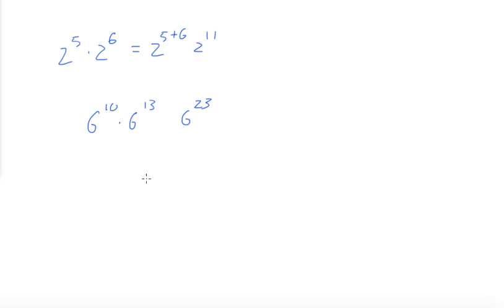Let's take a look at another example, and say we have 16 squared times 16 to the 0 power. Now I already told you that 16 to the 0 power is 1, so 16 squared times 16 to the 0 power is really 16 squared times 1, which is just 16 squared.